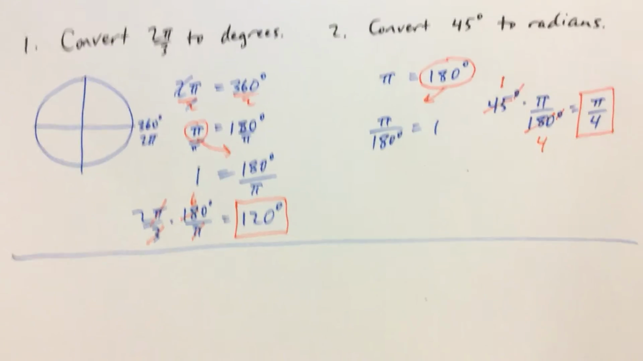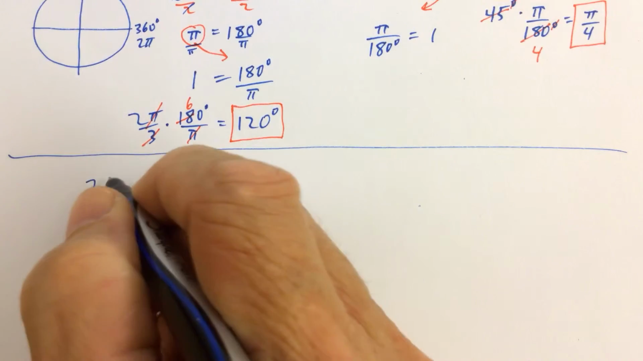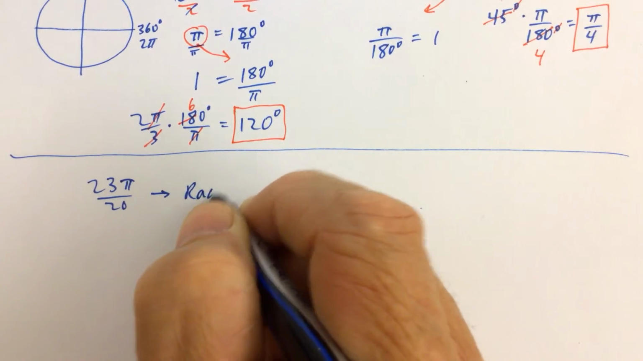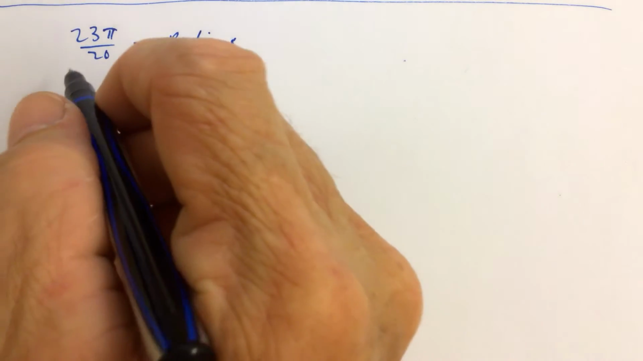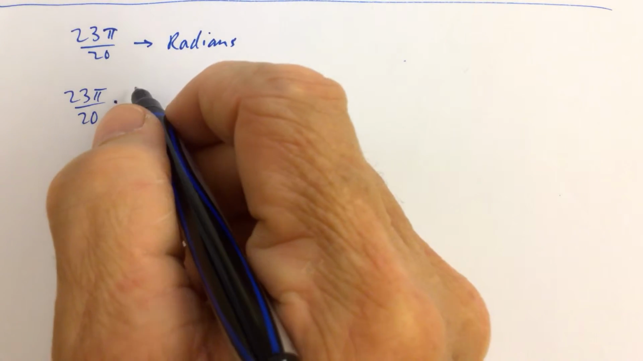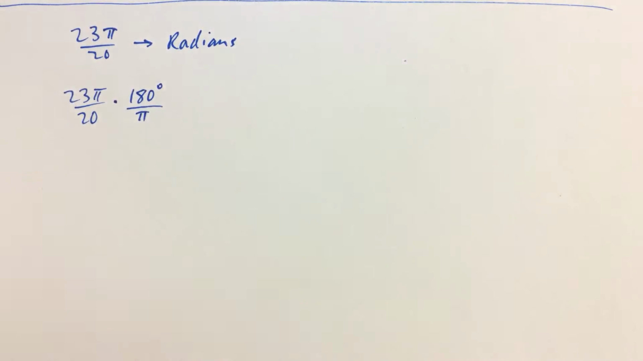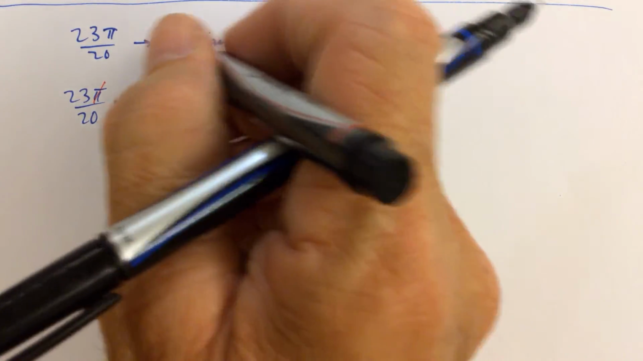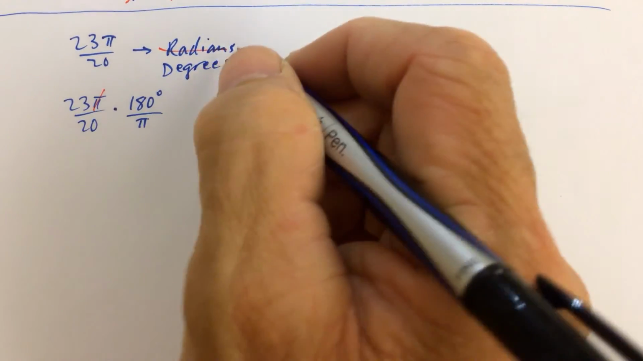Let's do some of the ones you're going to see in the Khan Academy homework, things like this. So convert 23 pi over 20 to degrees. That's not one of the normal angle measures that we see, so we're going to have to use our conversion. When we want to get rid of the radians, we're going to multiply by 180 degrees over pi. Sorry, we're not converting to radians, my bad. We're converting to degrees. It's already in radians. Okay, so hopefully I didn't mess you up.